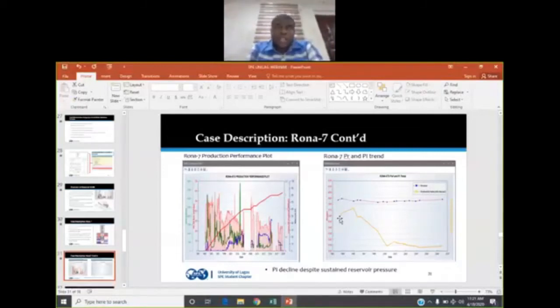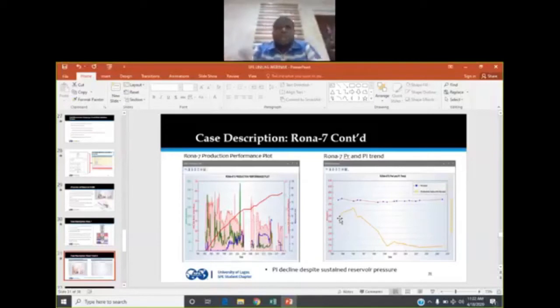Then if you have core data, you can look at your core data. In this particular case for well 7, we had core data. From that core data, we saw that we have a lot of clay materials. About 7% of our reservoir rock in that particular area was made up of feldspar. And we know that feldspar has the possibility of stabilizing emulsion in the presence of a surfactant like synthetic oil-based mud. So that gives us an idea that there's a possibility of emulsion block within our near wellbore area. So those are some of the things that you can also look at.